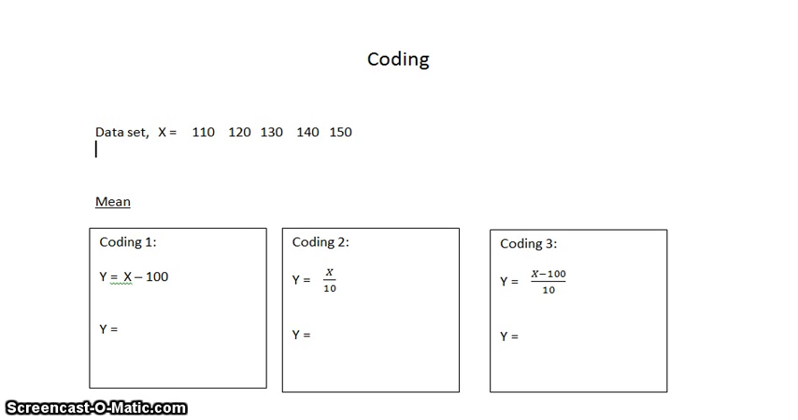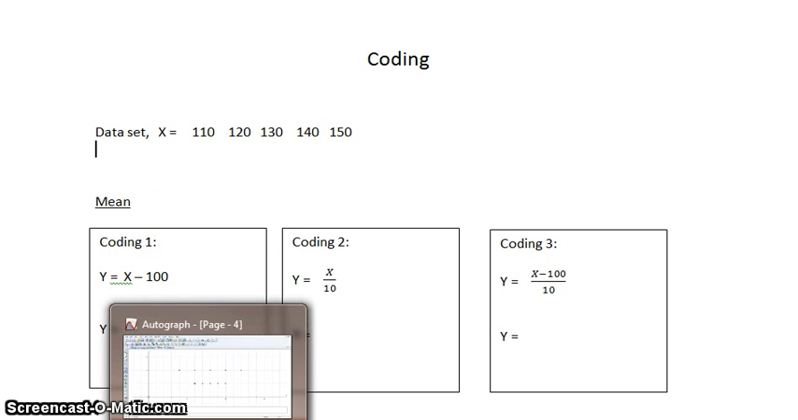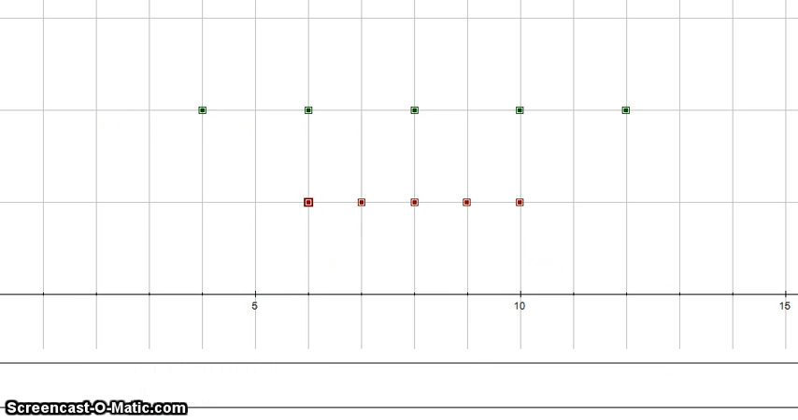Okay, welcome to this video on coding, and we're going to see how we might be able to simplify some of the numbers that we work with in our statistics work. Now, let's just have a look at a couple of data sets before we begin. I'd like to have a look at the red one and the green one. You can see that the green one is a bit more spread out, but both these data sets have the same mean. The green one would have a larger standard deviation because it's more spread out.